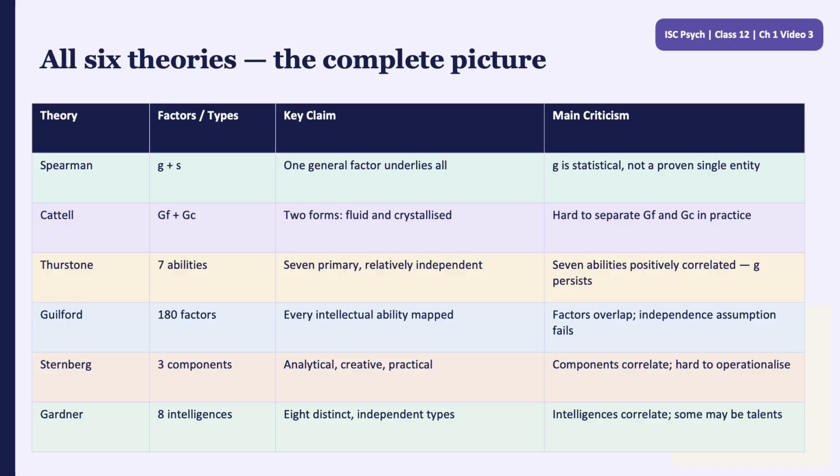While Sternberg and Gardner, rather than simply adding more factors, changed the framework. They moved from asking what are the statistical components of intelligence to asking what does intelligence actually look like in real human lives. Remember to use this table while revising for your exams. It is a very helpful way of remembering each factor, each theory, and its main claims.